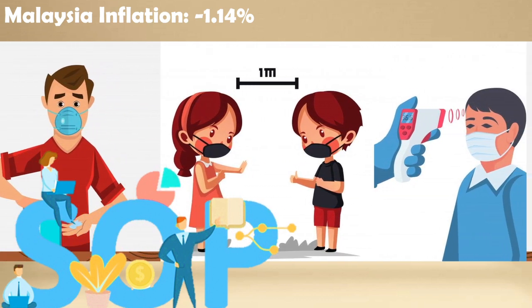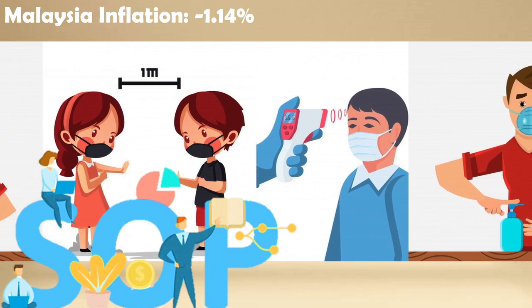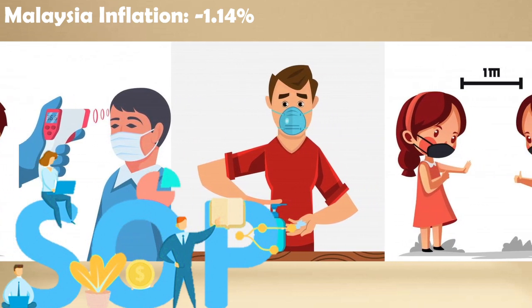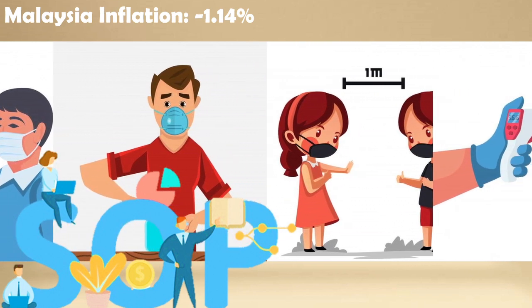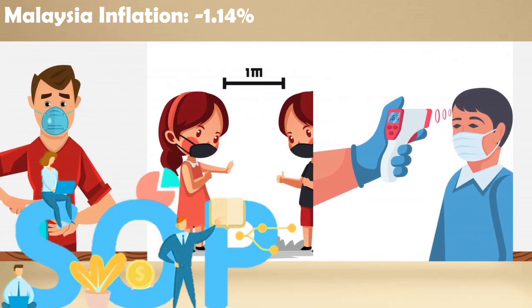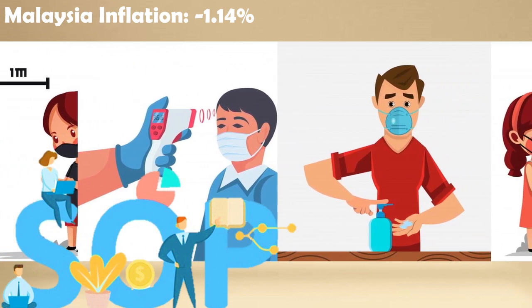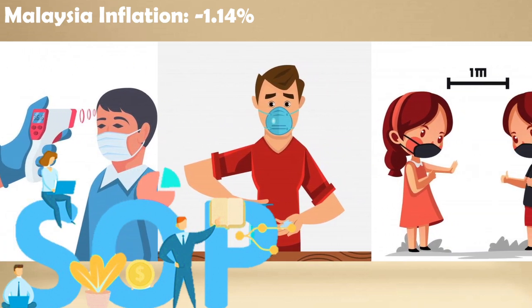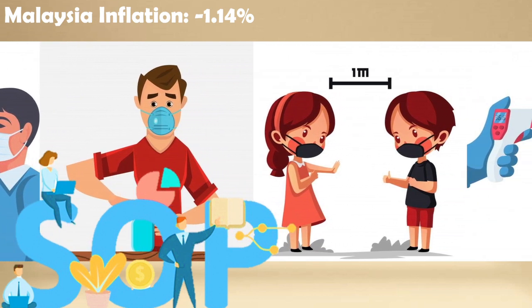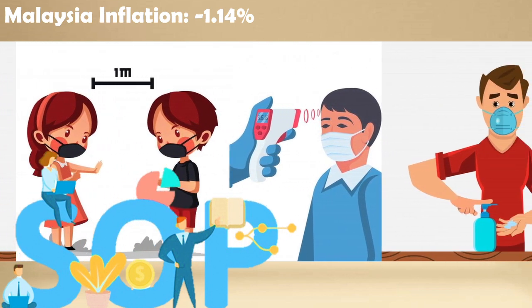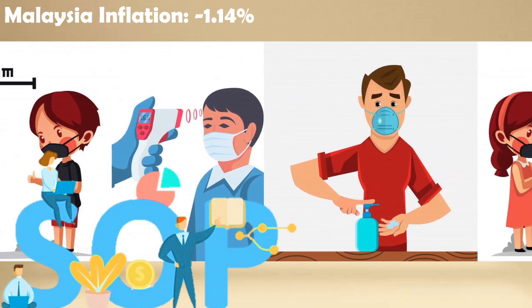Since the start of the pandemic, Malaysia has generally had modest inflationary pressures, which is consistent with other nations' experiences and is partly attributable to low global oil prices. Since then, the IMF has lowered its prediction of inflation in 2020, citing a combination of declining commodity prices and slower economic growth as the main causes.